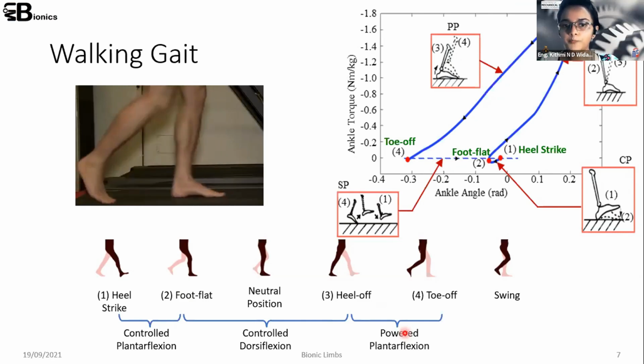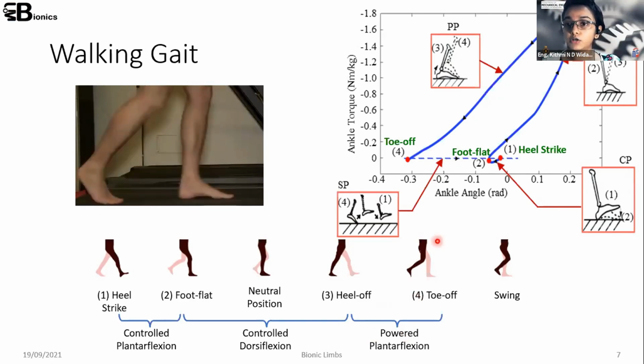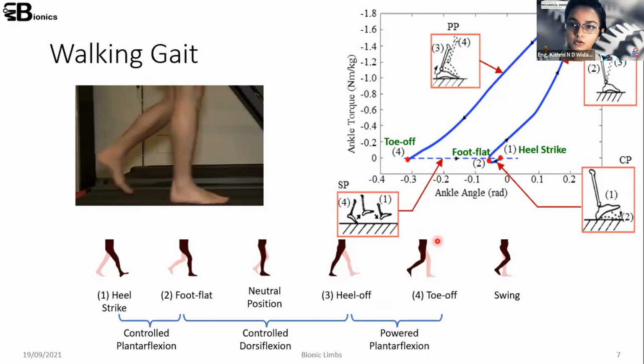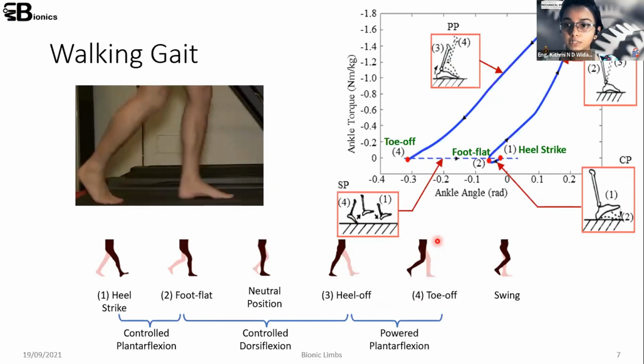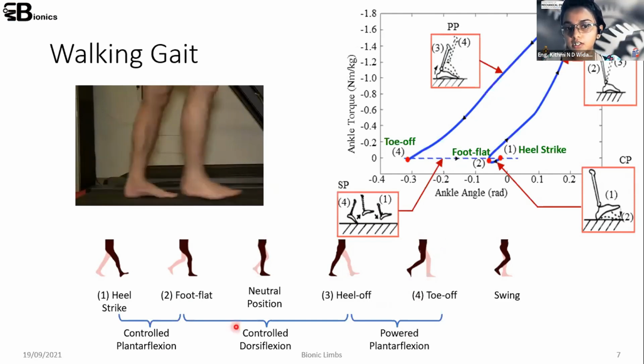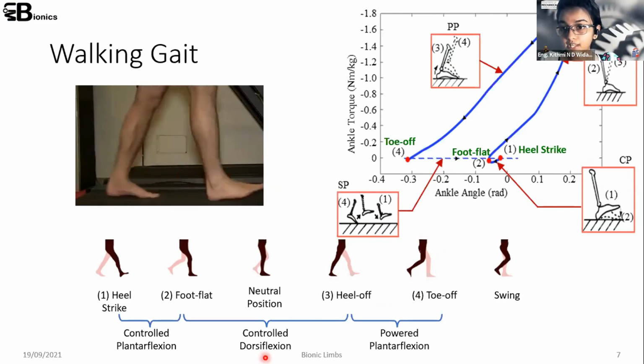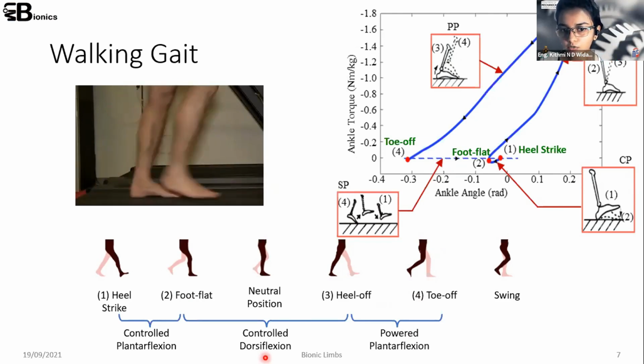an actual scenario, only the powered plantar flexion is the phase in which the body is provided a boost. The ankle is actively providing a boost to move the body forward. And during the controlled plantar flexion and controlled dorsiflexion, the ankle joint is not actually doing any positive work. It's just trying to control the movement of the joint rather than trying to move the body forward.